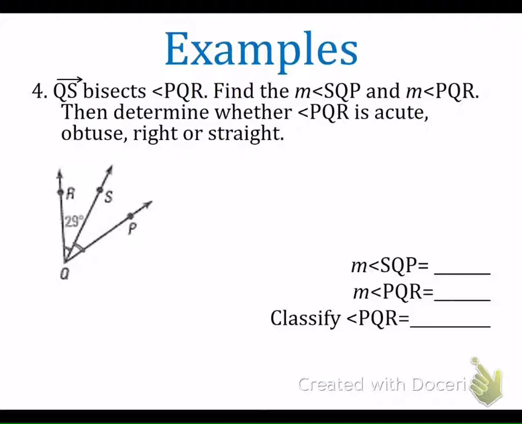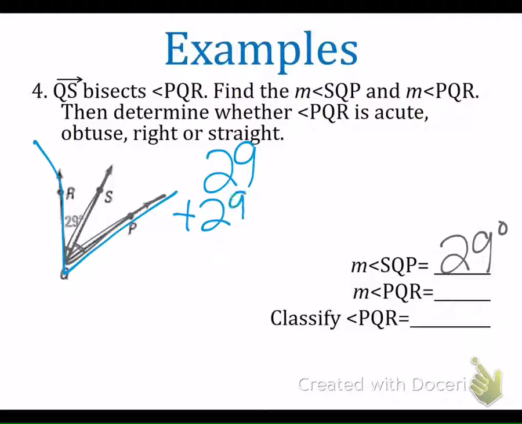All right? So what is the measure of angle SQP? 29. They're the same. Yes, very good. So if one's 29 and one's 29 and I'm looking for the whole thing, add them together. Yep, you got to carry that one. 58.